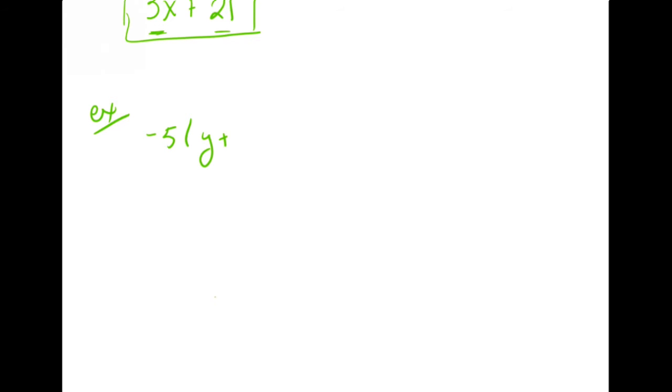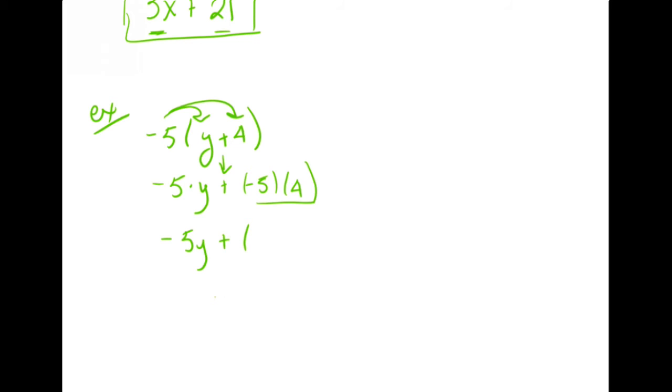-5y plus 4. Let's distribute. Negative 5 times y, bring down my plus, negative 5 times 4. Negative 5 times y is just negative 5y, plus negative 5 times 4 is a negative 20. And do you remember this scenario from last chapter? A positive and a negative go negative. So this will be minus 20.